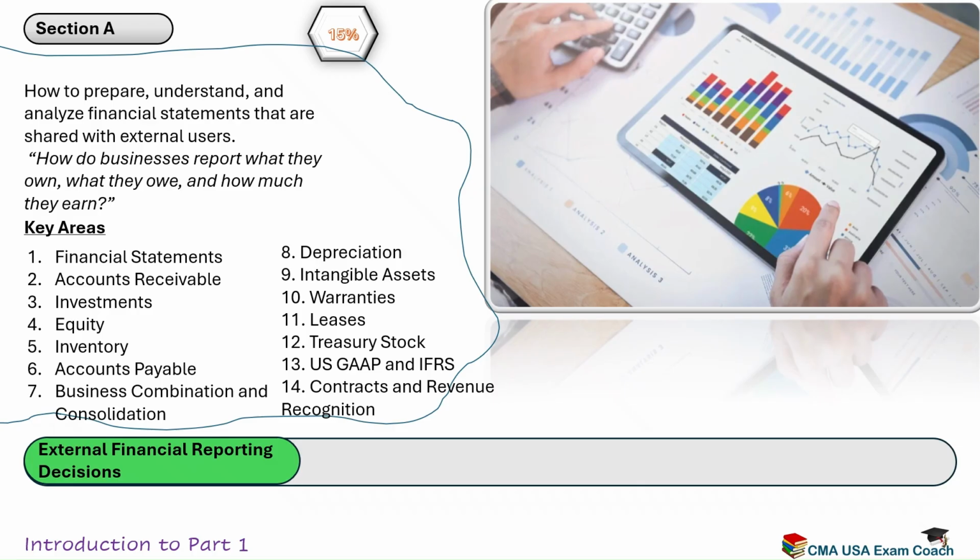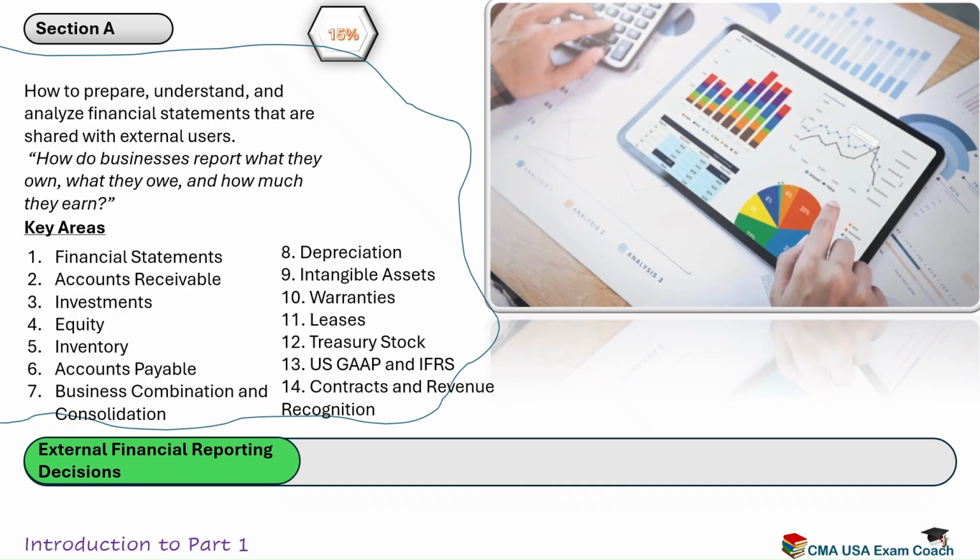6. Accounts payable. This is the money a company owes to its suppliers for goods or services received. You'll study how to manage payables efficiently to maintain good supplier relationships and manage cash flow. 7. Business combination and consolidation. When one company acquires another, we call it a business combination. Consolidation means combining the financial statements of both companies into one set of reports so that it looks like a single entity.